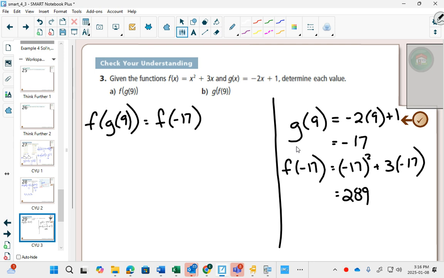289. And then 3 times 17. Minus 51. $238.